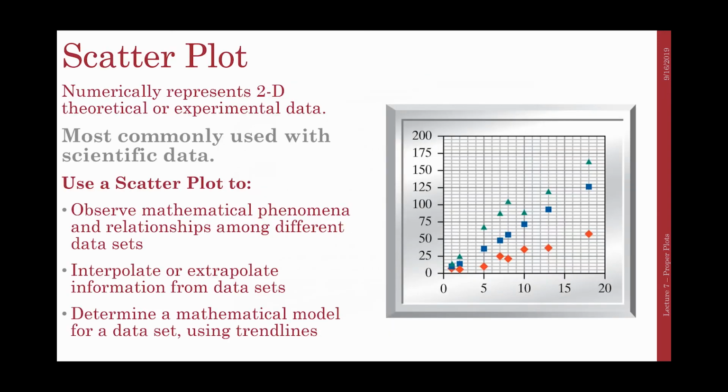So what are some different kinds of plots? A scatter plot numerically represents 2D theoretical or experimental data. It's commonly used with scientific data. A scatter plot is probably the plot you're going to make the most in your engineering career. You use a scatter plot to observe mathematical phenomena and relationships among different data sets. You interpolate or extract information from data sets, and you can determine a mathematical model for a data set using trend lines, which we will get to next week.